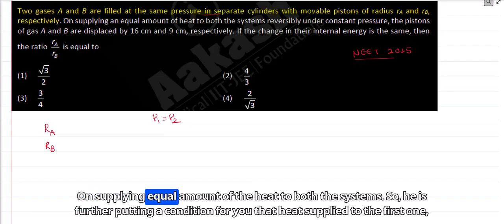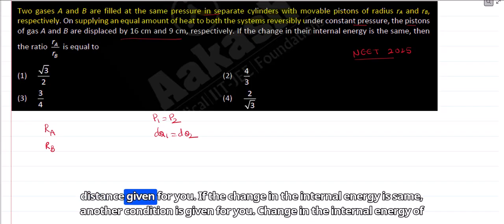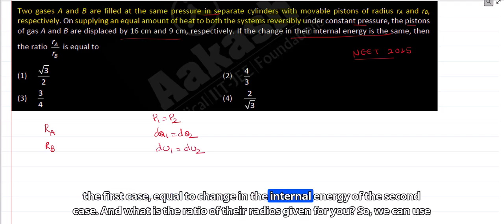On supplying equal amount of heat to both the systems, he is further putting a condition for you that heat supplied to the first one equals the heat supplied to the second one. Under the same constant pressure, the pistons of the gas are displaced by a certain distance, given for you. If the change in the internal energy is the same, another condition is given for you: change in the internal energy of the first case equals change in the internal energy of the second case. Then what is the ratio of their radii is asked.